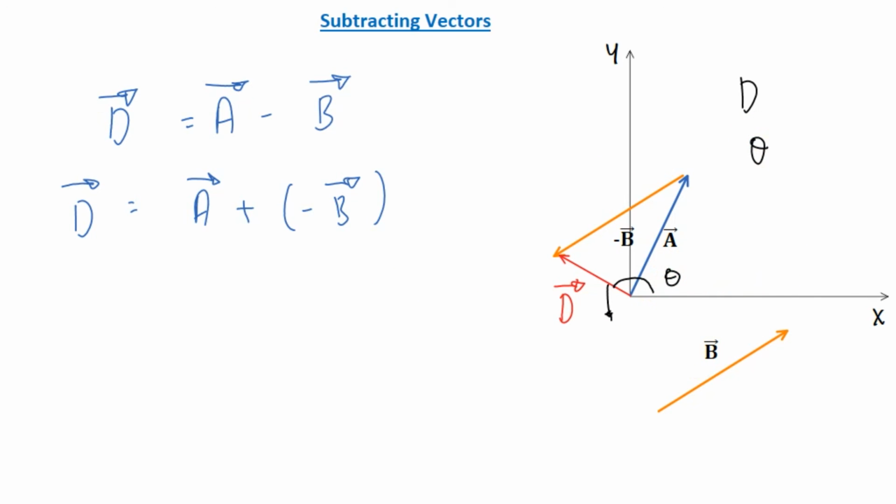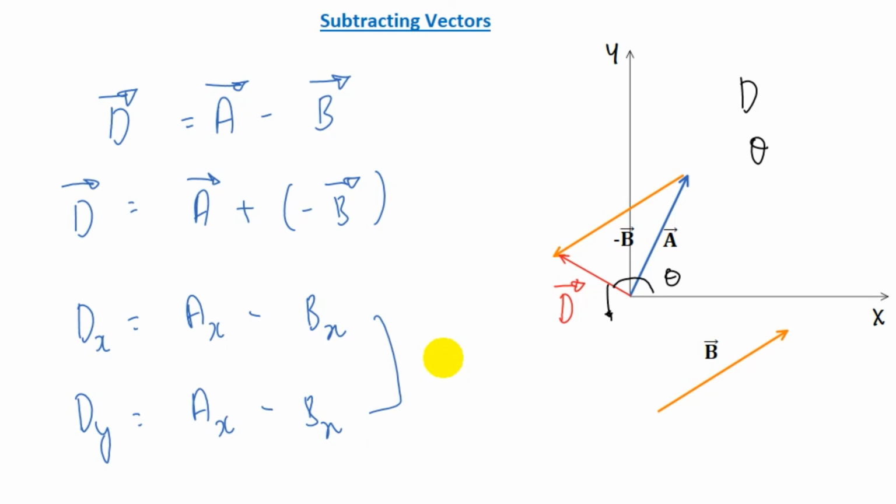Now how to subtract vectors by using its components. Now so the x component of D vector will be the x component of the A vector minus the x component of B vector. Similarly the y component for D vector would be the y component for A vector minus the y component for B vector. So this is the way we subtract vectors by using its components.